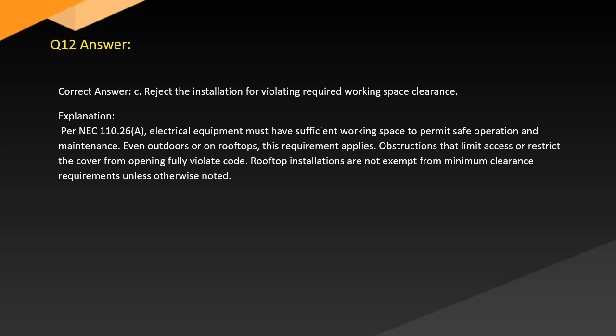Answer. Correct answer. C. Reject the installation for violating required working space clearance. Explanation. Per NEC 110.26, the electrical equipment must have sufficient working space to permit safe operation and maintenance. Even outdoors or on rooftops, this requirement applies. Obstructions that limit access or restrict the cover from opening fully violate code. Rooftop installations are not exempt from minimum clearance requirements unless otherwise noted.